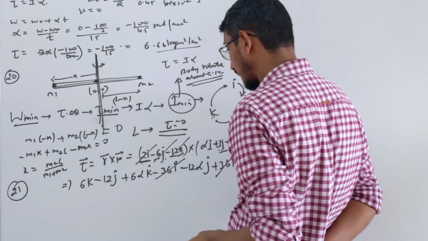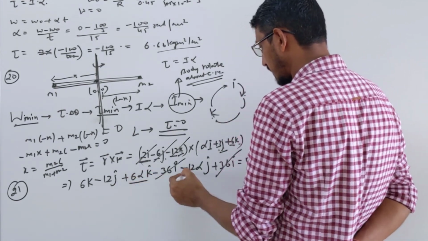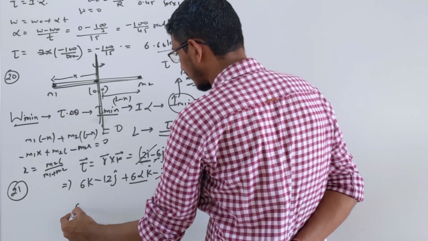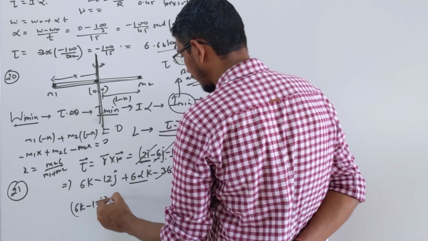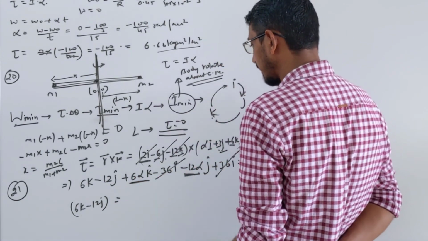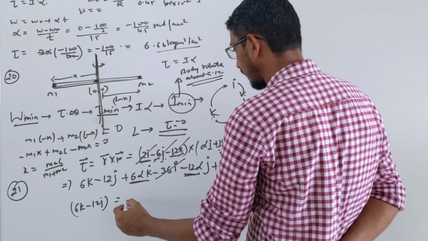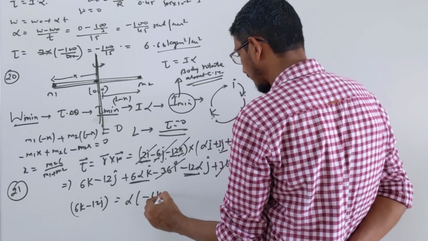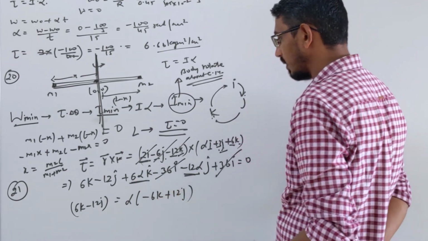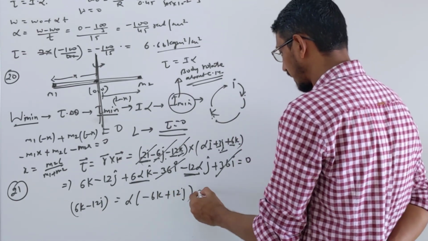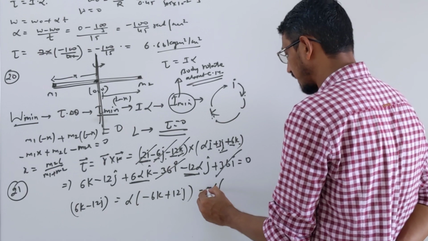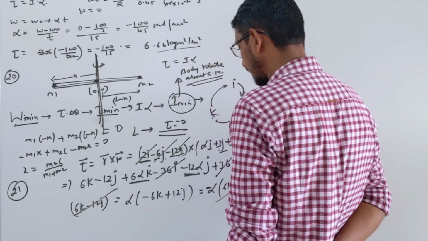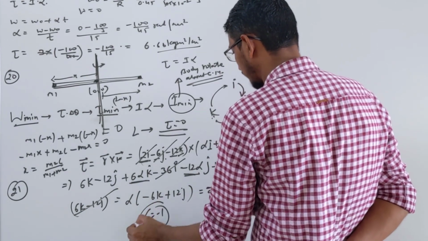Then you see these are the two alpha terms. We take them separately: 6k minus 12j we write here, and the alpha terms we take to the other side. Taking alpha common, it becomes minus 6k plus 12j. You can also write this as alpha times minus (6k minus 12j). So this gets cancelled here, and alpha comes out as minus 1.